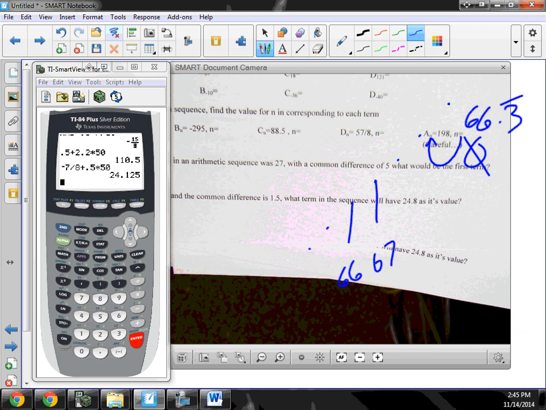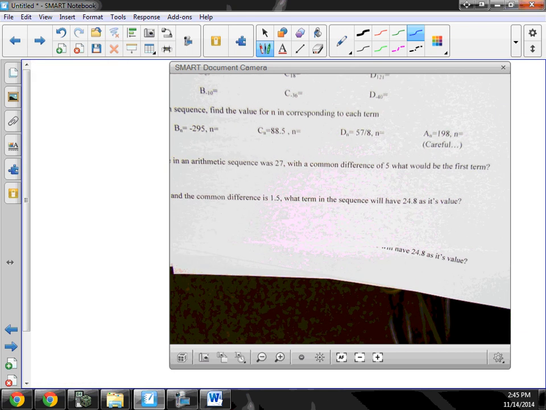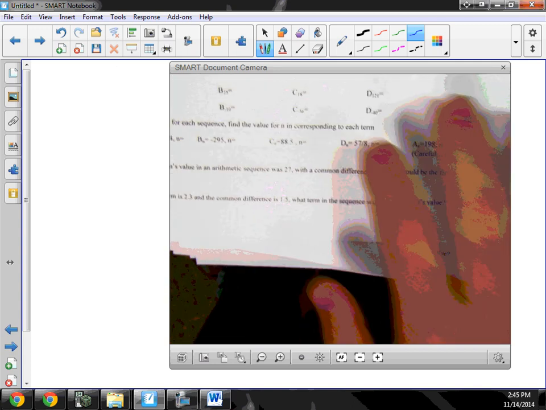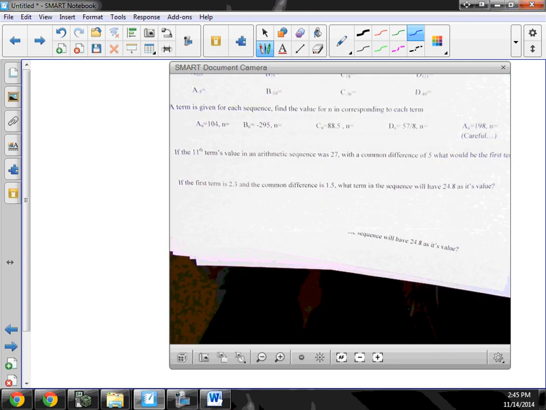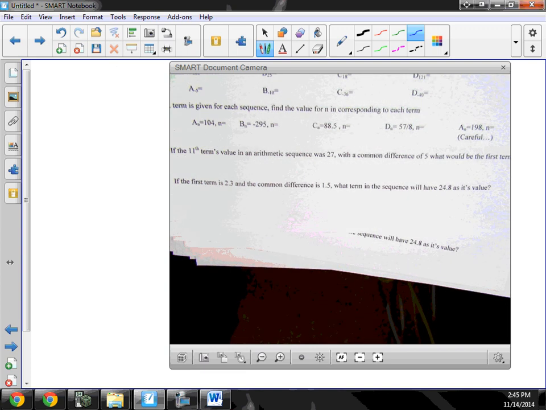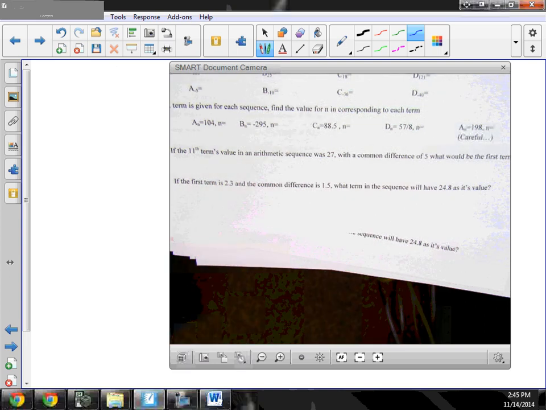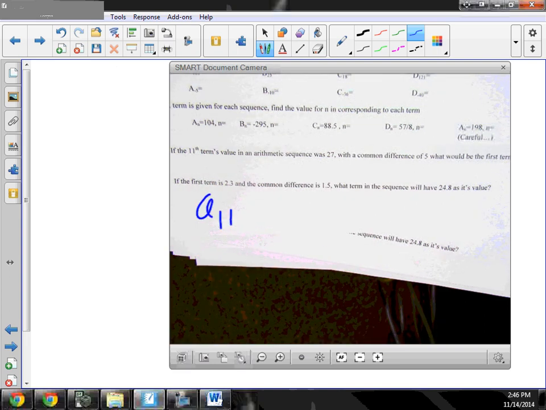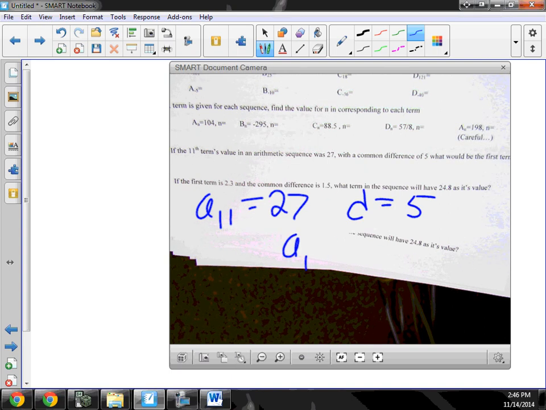Okay. So let's talk about the next one. This is a really good problem. So if the 11th term's value in an arithmetic sequence was 27 with a common difference of 5, what would be the first term? How would you calculate that? There are a couple ways to do it. So let me write this out. A sub 11 equals 27, and I know that D is 5, and I'm looking for A sub 1.